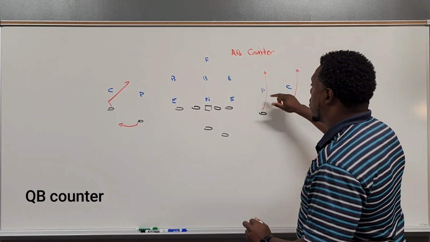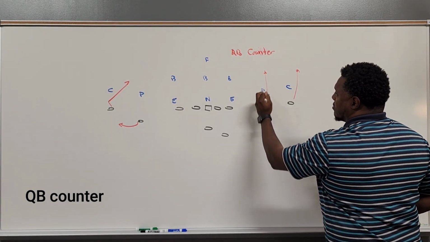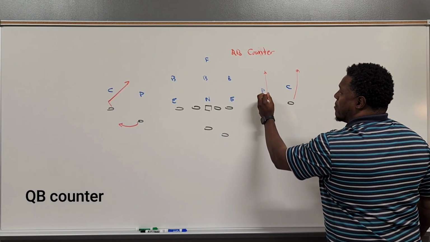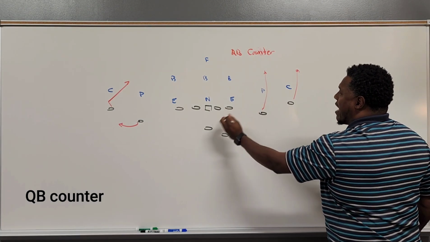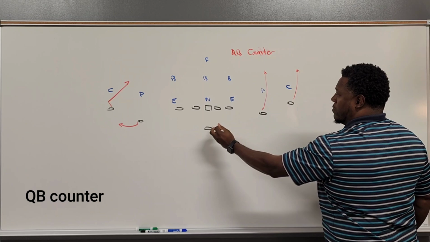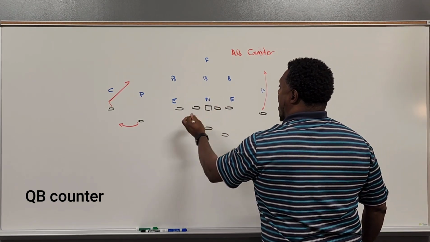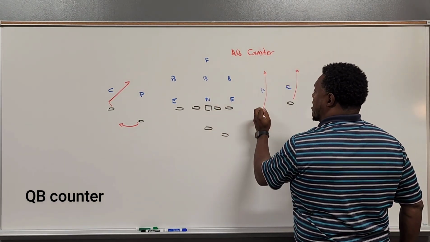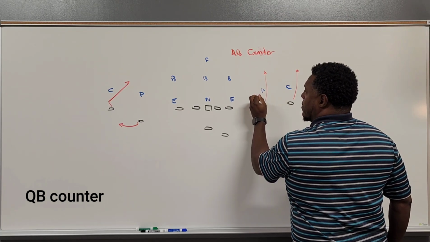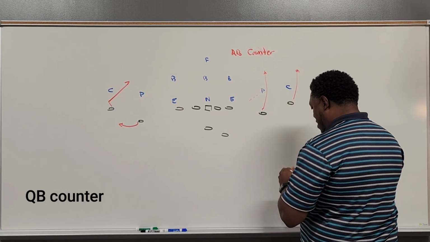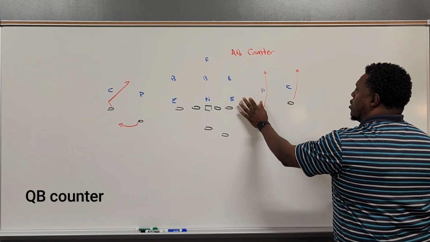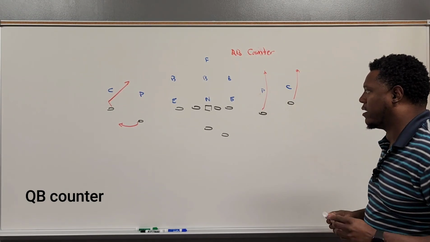You could have them run two verts on the outside. And if you have them run verts, make them run it outside. Don't allow them to release inside because you want to turn the ponies' eyes away from the box. You don't want them to be able to sit on your number 2 and put eyes in the box, because now that's just an extra defender you have to contend with.